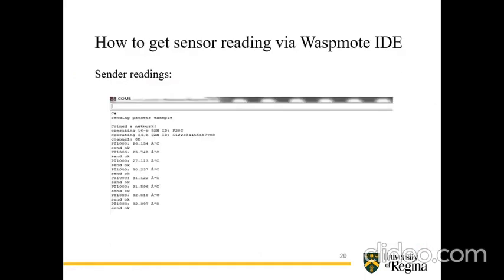How to get sensor readings via the Waspmote IDE. This is the IDE. This is the picture of the IDE with temperature sensor readings. After running the code, we get the output as this one. Here is the PT1000 temperature sensor reading. This is the reading of the sensor. Send OK. Send OK means the readings are successfully sent to the other Waspmote.